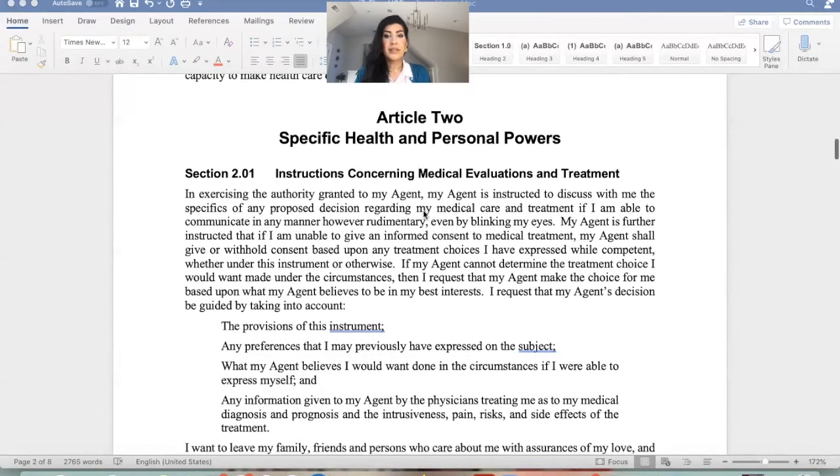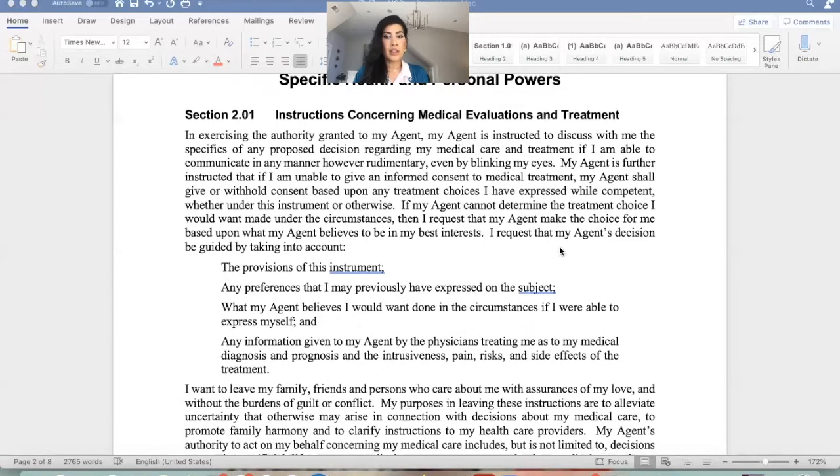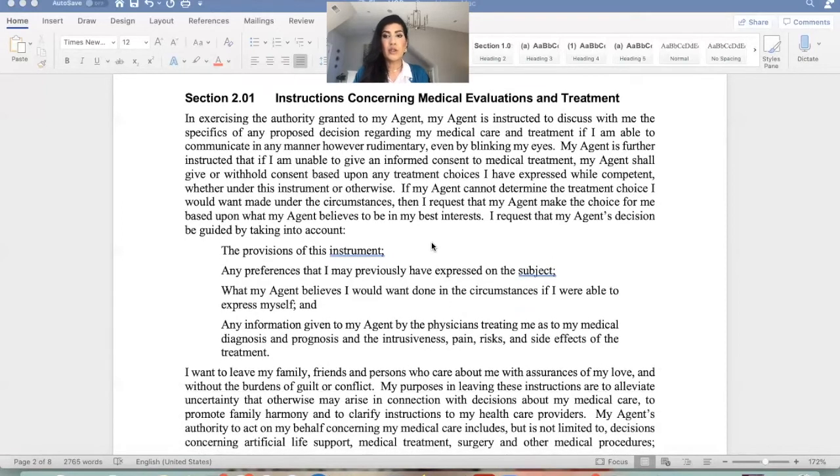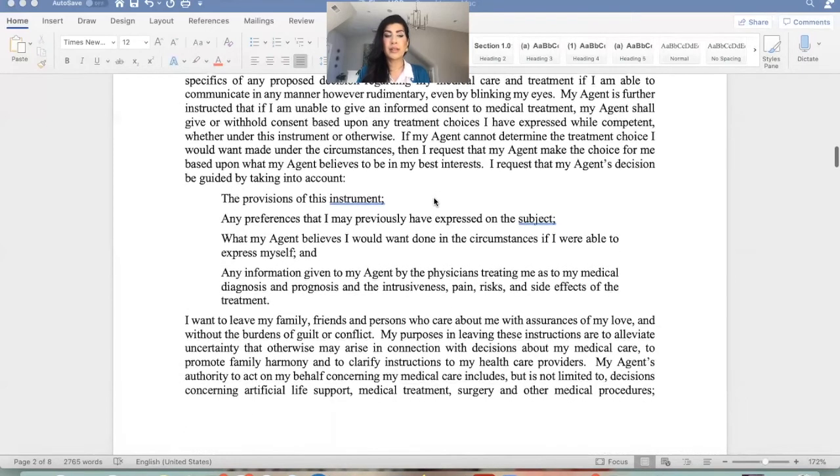We're also making it clear that as long as you have capacity and are able to partake in your own medical treatment, your agent is instructed to discuss with me the specifics of any proposed decision regarding my medical care and treatment if I am able to communicate in any manner, even if it's just blinking my eyes. All right. And it just talks about exactly what the agent can do in regards to consent, and if the agent cannot determine a treatment choice I would want, then the agent should make the choice for me based upon what agent believes to be in my best interests.